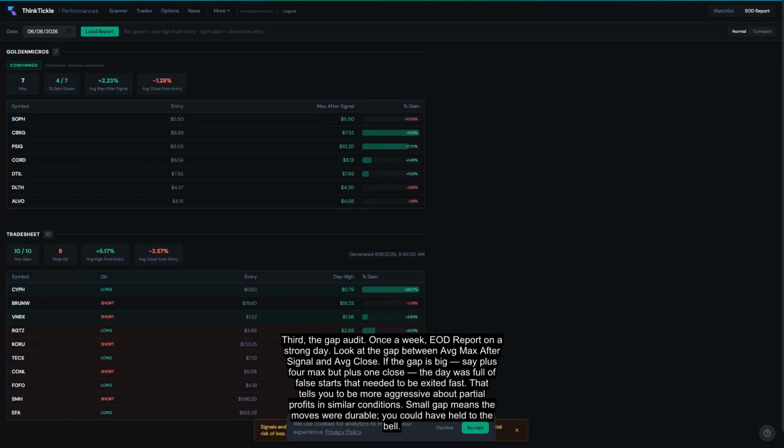Third, the gap audit. Once a week, EOD report on a strong day. Look at the gap between average max after signal and average close. If the gap is big, say +4 max but +1 close, the day was full of false starts that needed to be exited fast. That tells you to be more aggressive about partial profits in similar conditions. Small gap means the moves were durable, you could have held to the bell.